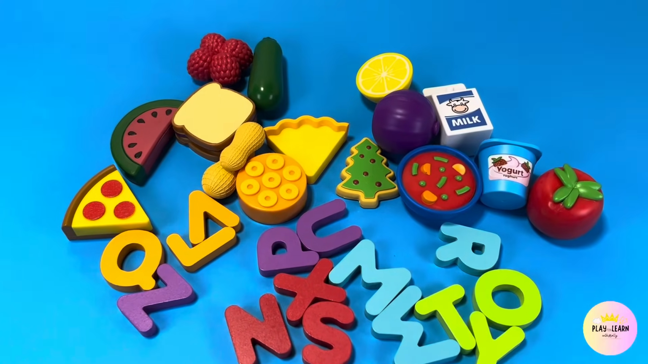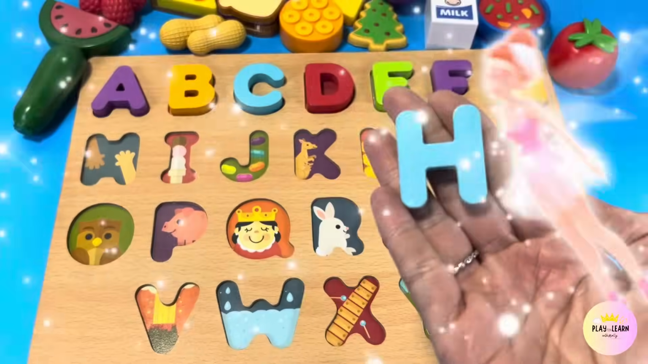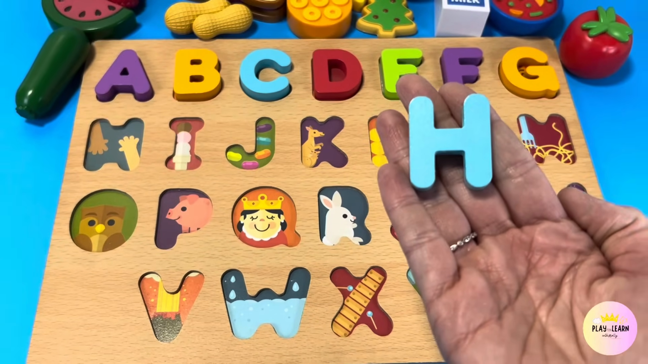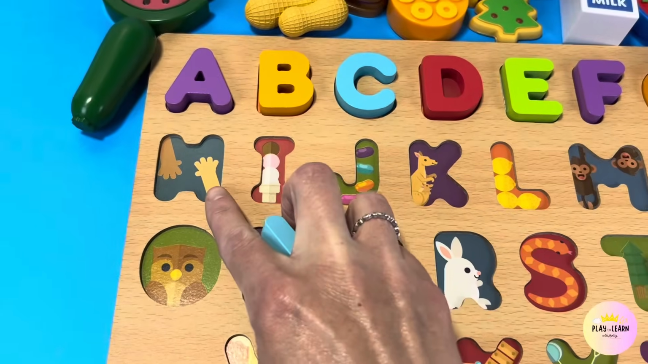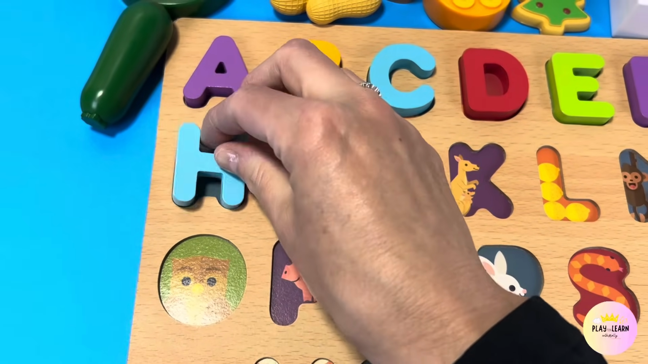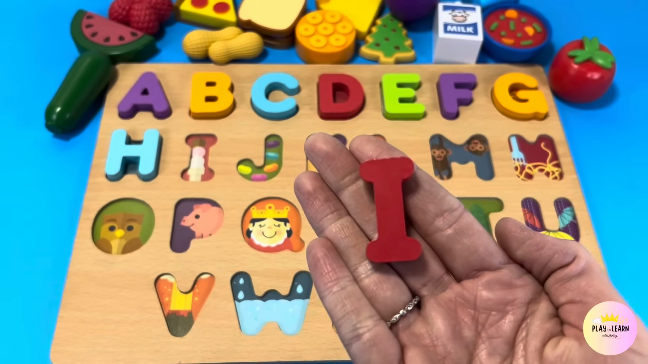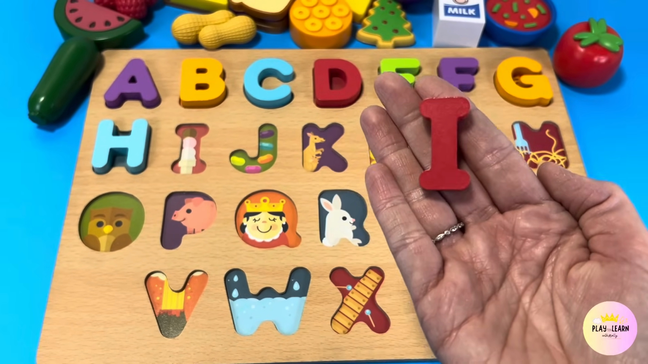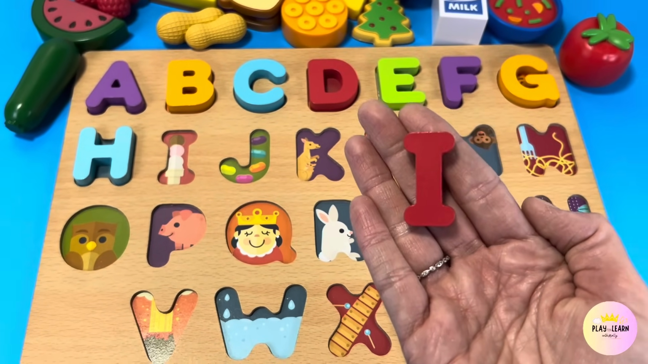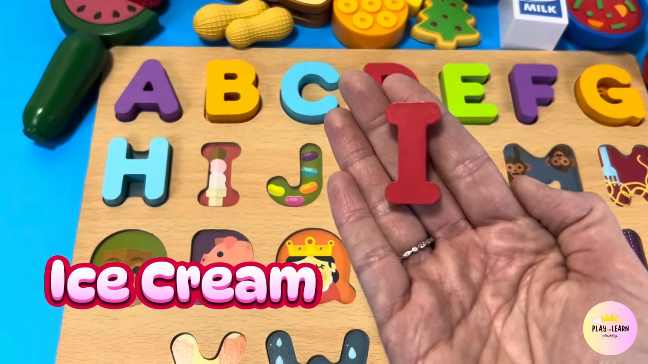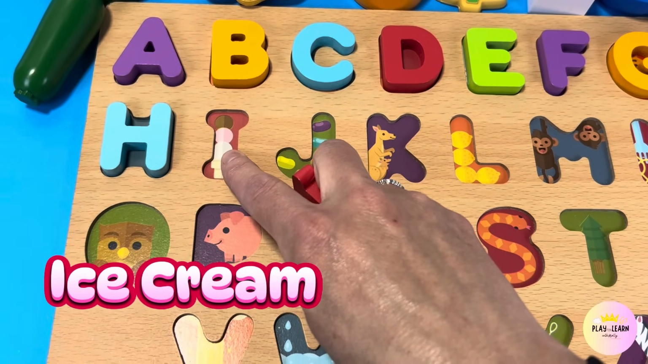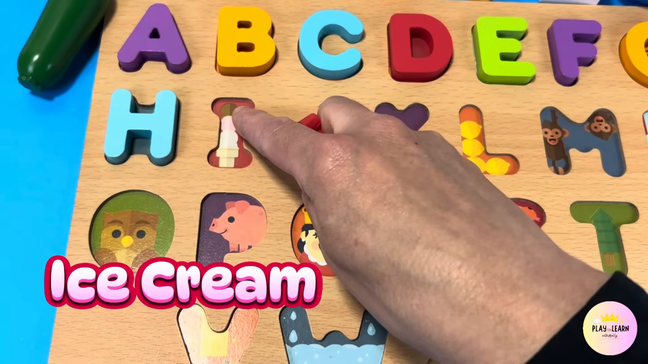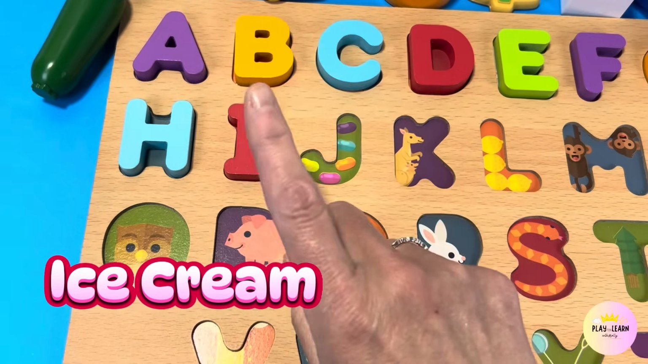Let's get back to the puzzle with our letters. Our letter H was for hot dog. Hot dog. And H is for hands. There's our letter H. Then we found our letter I. I was for ice cream. Ice cream. This one has 3 scoops. 1, 2, 3. I is for ice cream.